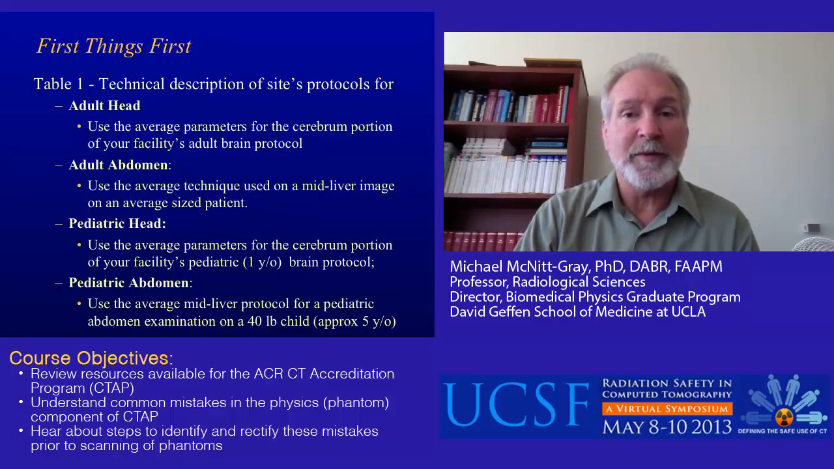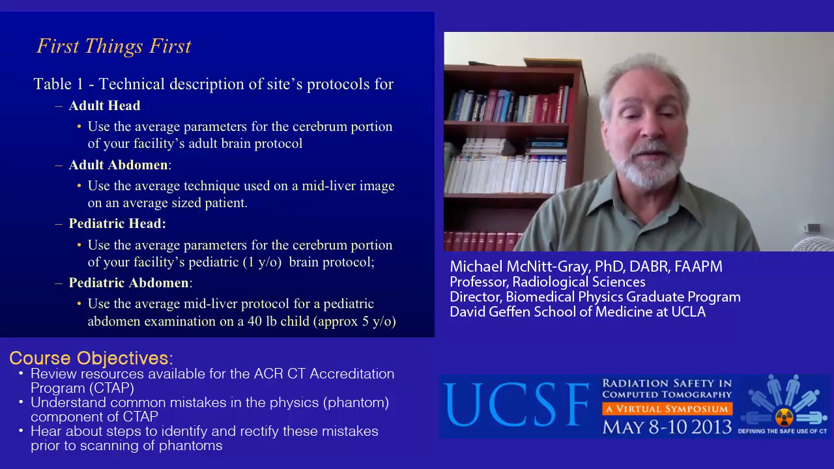So the first part to consider is what we refer to as Table 1. It's a technical description of the site's protocols for the 4 scanning protocols that are to be submitted if sites use both adult and pediatric techniques. For the adult head, the guidance is to use the average parameters for the cerebrum portion of your facility's adult brain protocol. So these are obtained by looking at several examples and taking an average of particularly the MAS values there. The adult abdomen is similar, except you use the average technique used on a mid-liver range image on an average size patient for the adult's abdomen protocol of the site.